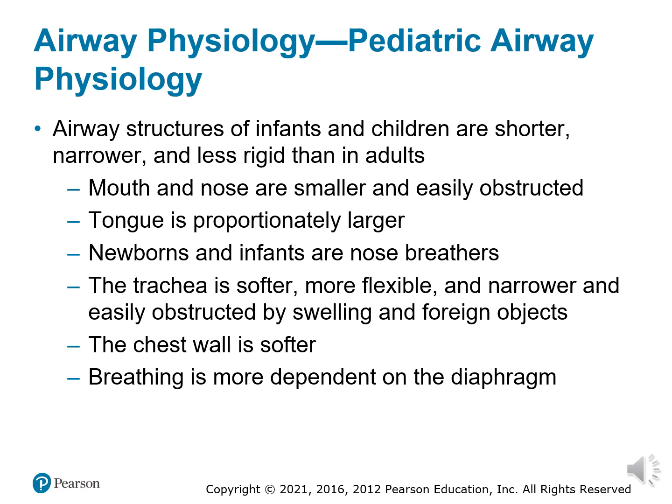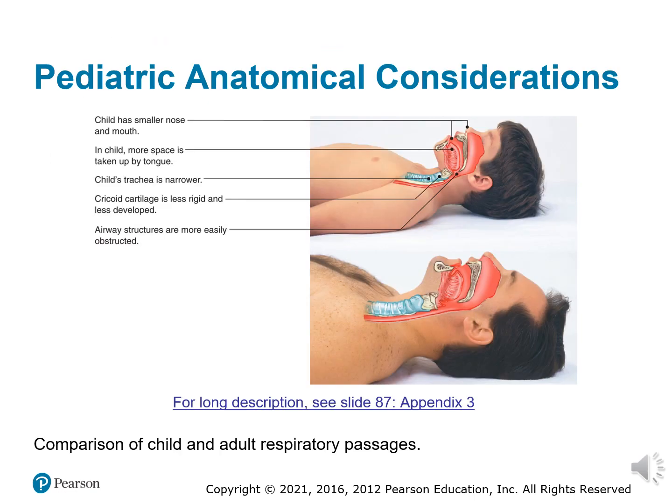Newborns and infants are typically nose breathers. The trachea is softer, more flexible, and narrower, and more easily obstructed by swelling and foreign objects. Then the chest wall is typically softer and breathing is more dependent upon the diaphragm. Here you will see the comparison of a child and adult respiratory passages.